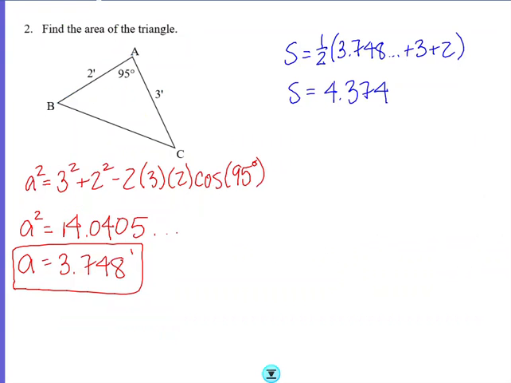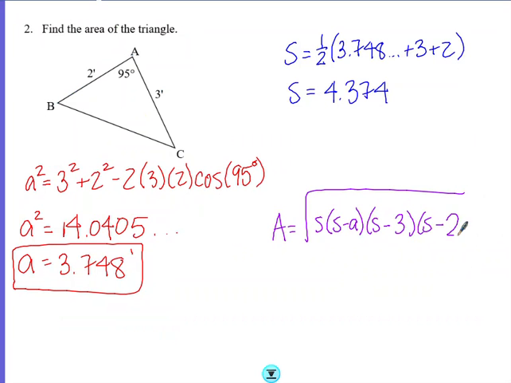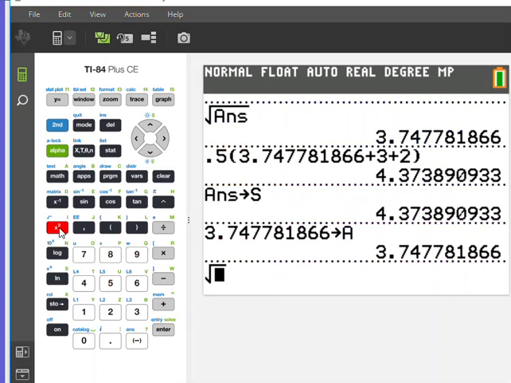Now, when I go ahead and use Heron's formula, I'm going to type that the area is the square root of s times (s minus a) times (s minus b) times (s minus c). And this will keep me from having too much round-off error. So I have the square root of s times (s minus a) times (s minus 3) times (s minus 2).